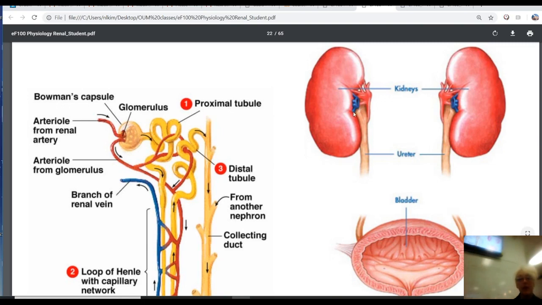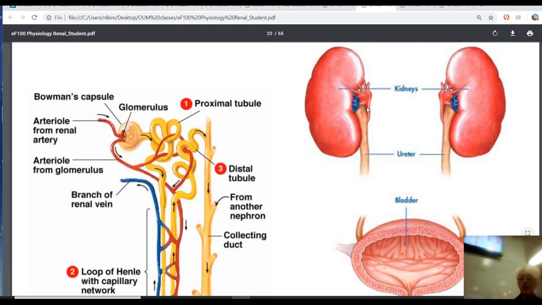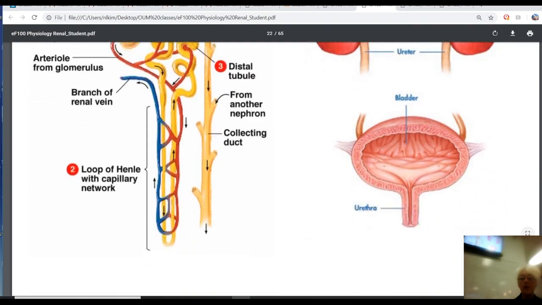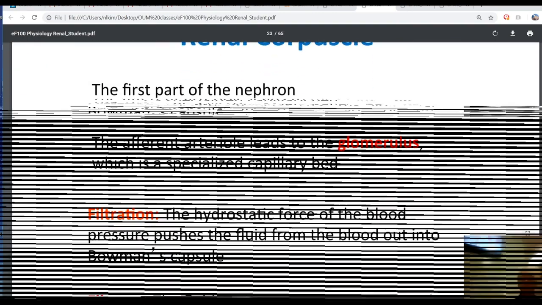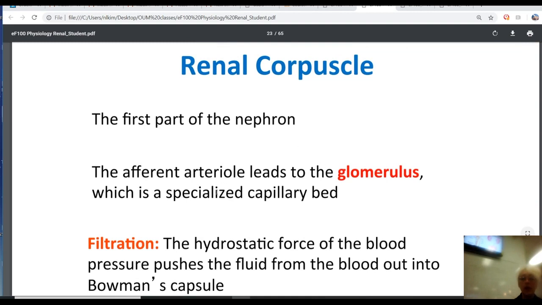And here's our kidney, a little bit of a side-to-side view of the juxtaposed structures: your ureters, kidneys, renal arteries, renal veins. Remember, veins go to the heart, arteries go away from the heart. So arteries are going in, veins are going out. Bladder. Okay, there's your bladder.